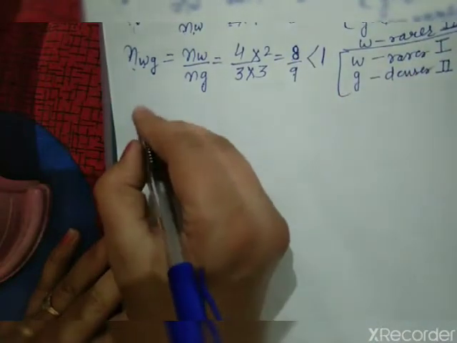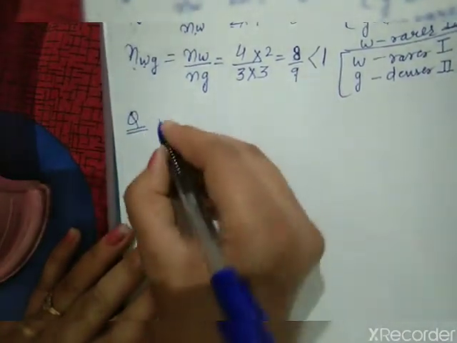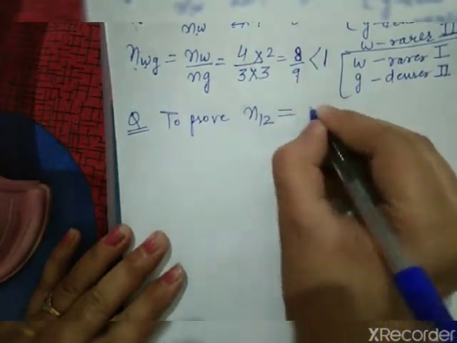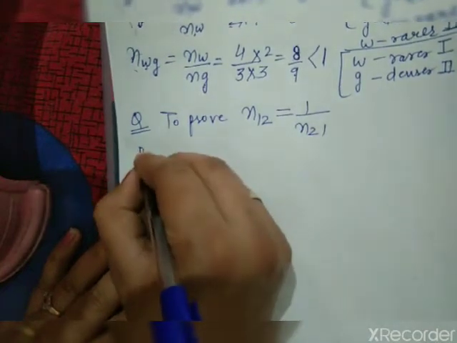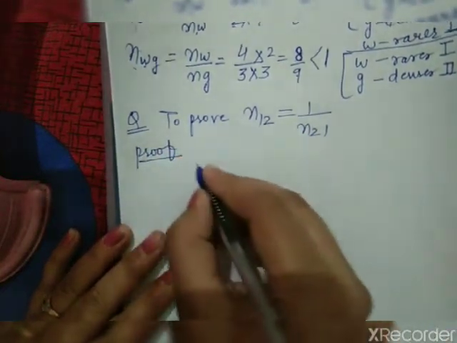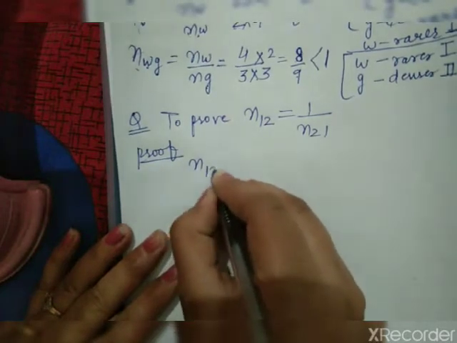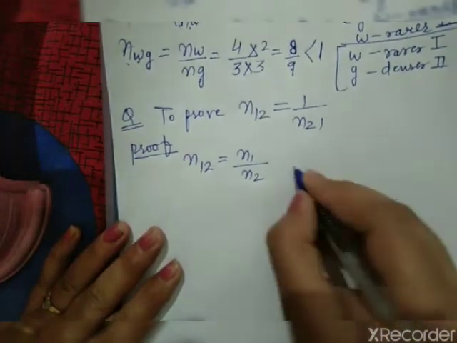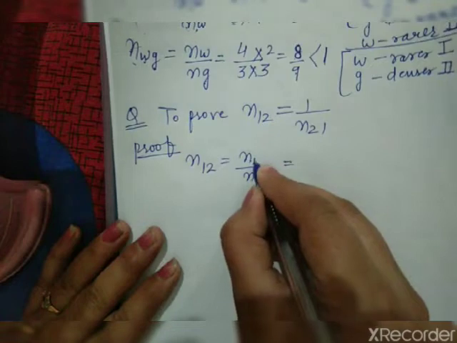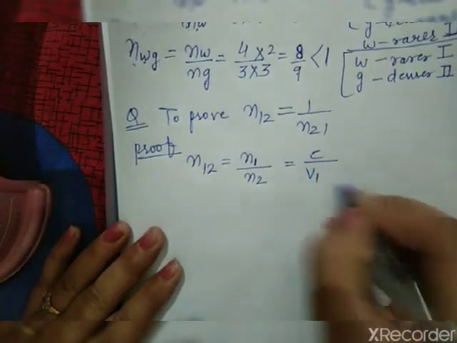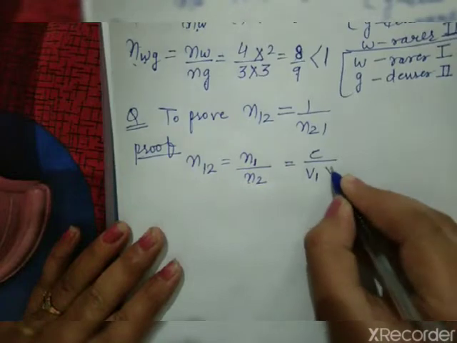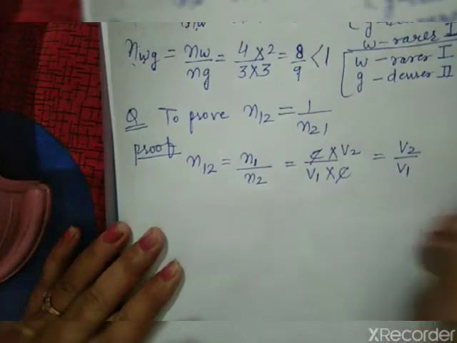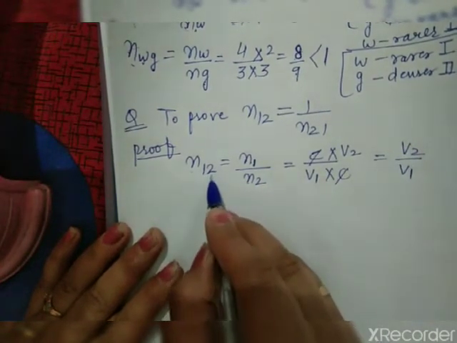Okay, now there is a question: you have to prove that N12 is equal to 1 upon N21. How can you prove? So easy. N12. What is N12? That is N1 upon N2. Then what is N1? Refractive index of the first medium, C by V1. What is N2? C by V2. Cancelling C with C, what will you get? V2 by V1. It is the value of N12.